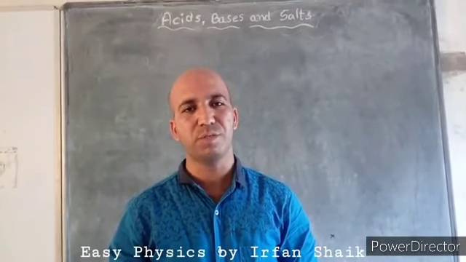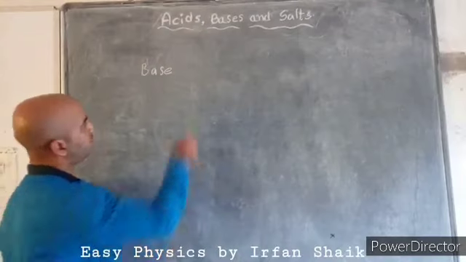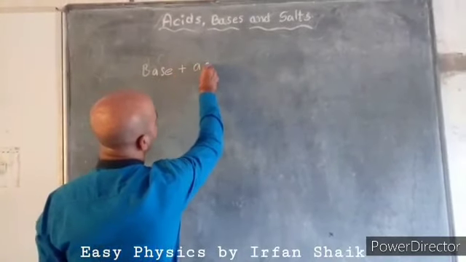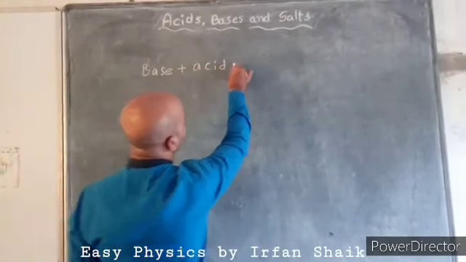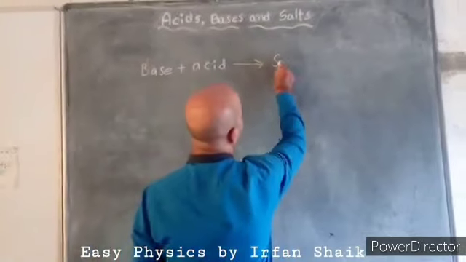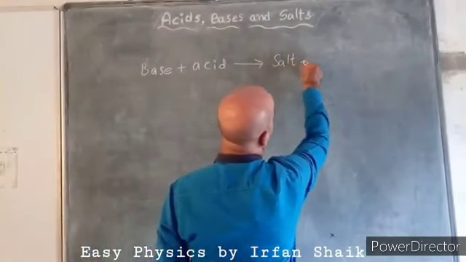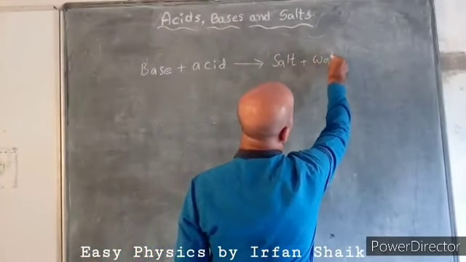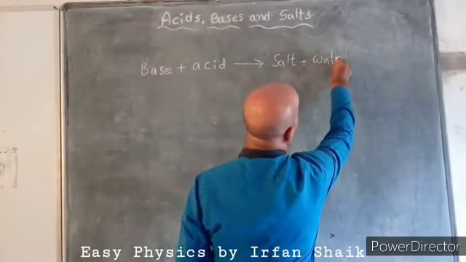So when a base is added to an acid, what will form? A salt and water. So this is the skeleton equation of the neutralization reaction. Now let us take an example equation for this.